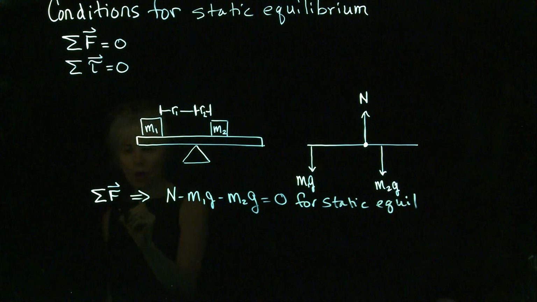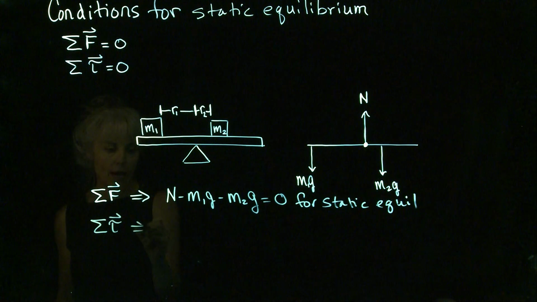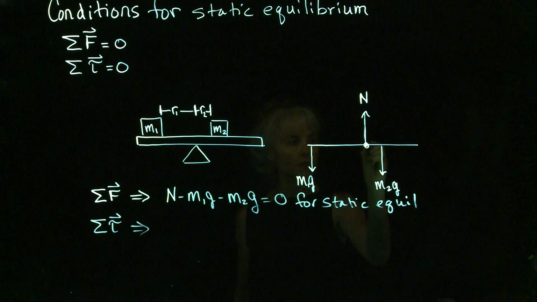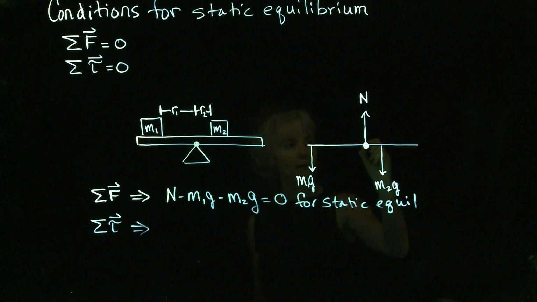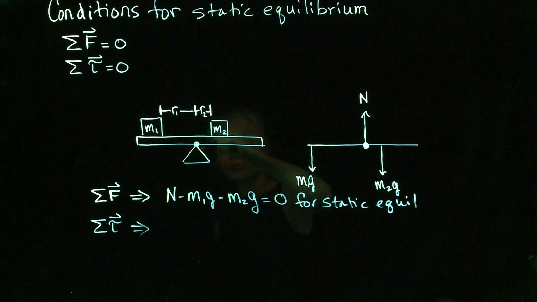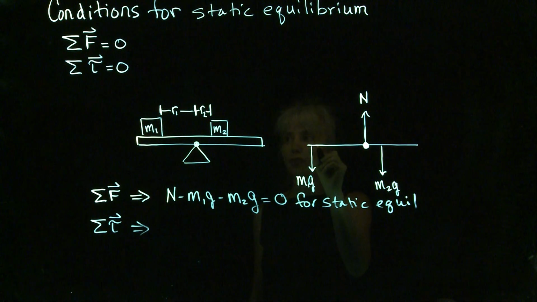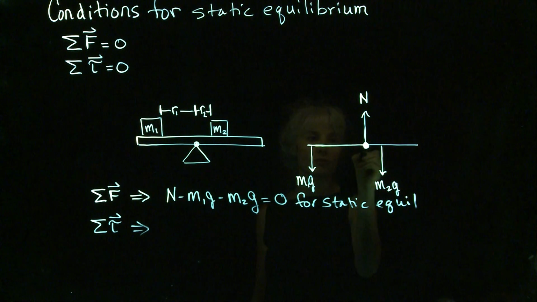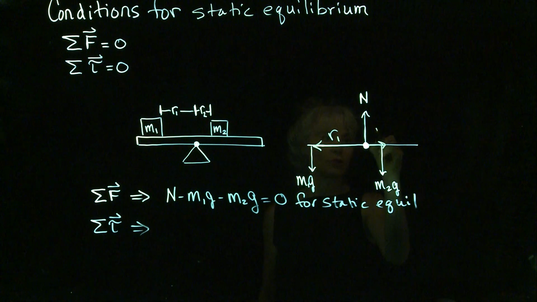And then we also want the sum of the torques to be equal to 0. How do we sum up the torques? Well, we're going to sum up about the pivot point, which is this point right here. So I've drawn that as the dot right underneath the normal force being supplied by the pivot. And so we're going to draw these R1s and R2s as vectors. So here's vector R1 and here's vector R2.